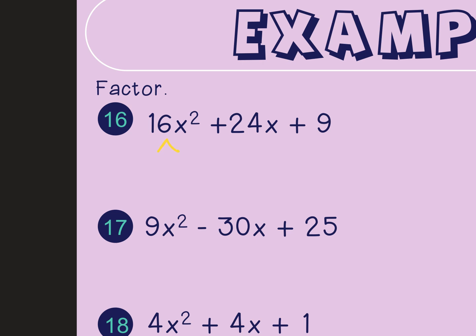Let's take the first term, 16x squared. So I could break that down into 4x and 4x. Let's take the second term, which is 9. I could break that down into 3 and 3. Okay? So if this was a perfect square trinomial, the first and last terms are perfect squares, and then the middle term is the product of the first and the last doubled. So 4x times 3 is 12 times 2 is 24. So yes, this is a perfect square trinomial. We're going to keep the sign in the middle. So this is going to be 4x plus 3 quantity squared.